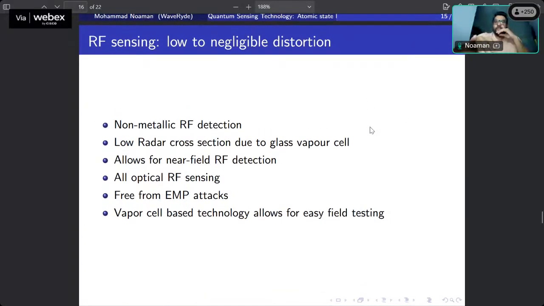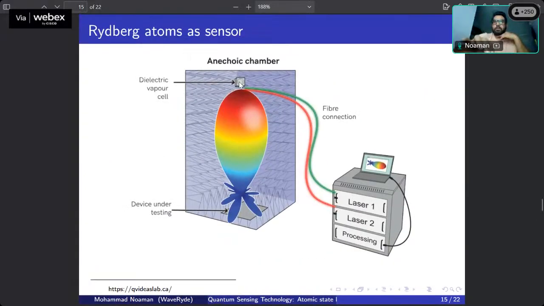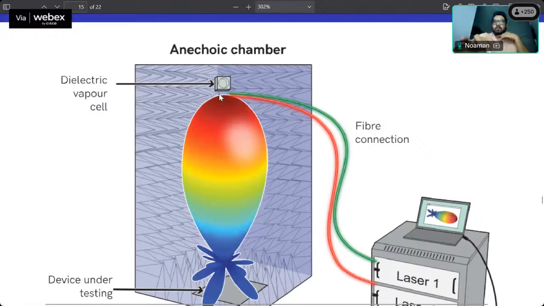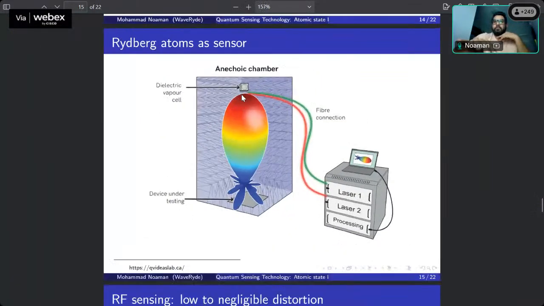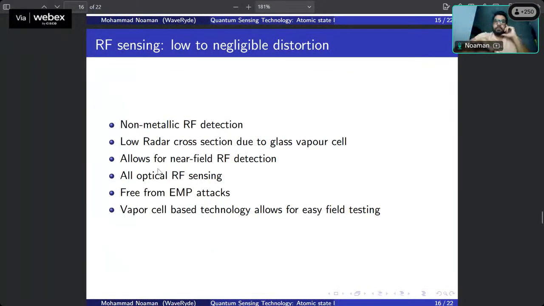The other thing about these glass vapor cells is that they have a very low cross section. The cells actually look like this: a tiny glass cap, kind of an envelope, with cesium atoms in it and some fibers that carry the light, attached to it. It's glued in a certain way. There's no metal and everything is fixed. And so they have a very low cross section. Basically, it does not scatter any RF that you're going to detect.